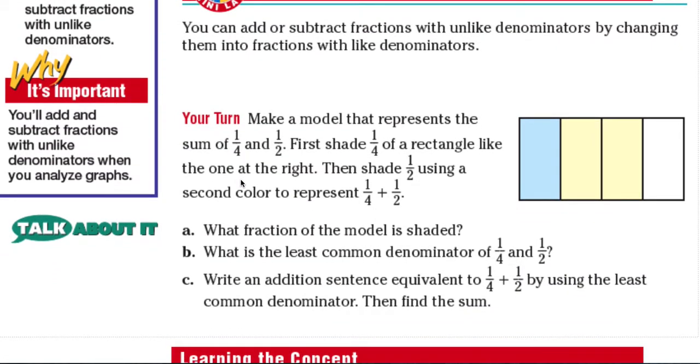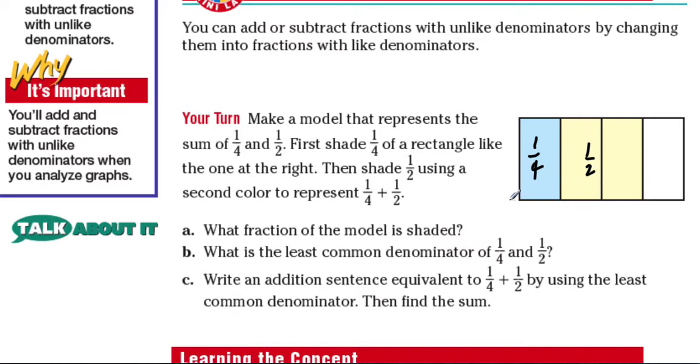You can add or subtract fractions with unlike denominators by changing them into fractions with like denominators. So in this case, we'll make a model that represents the sum of 1/4 and 1/2. First, shade 1/4, and this is 1/4 right here. Then we want to shade 1/2 using a second color to represent 1/4 plus 1/2. So this is your 1/4, and this is your 1/2.